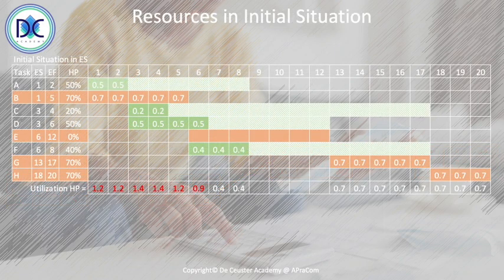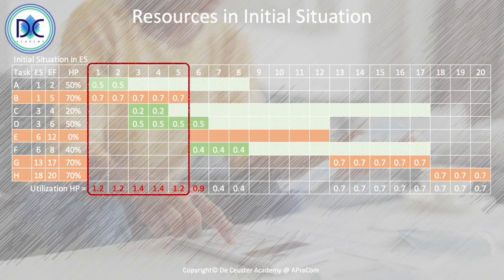Let's have a first look at the resources in the initial situation. So we just put the HP, or the Harry Potter, availabilities in the activities. All the activities are in the early start. And what we see when we add the totality per column is that there are issues in the area from period 1 up to period 5. And we see that period 6 has 0.9 or 90%, and all the rest is okay.